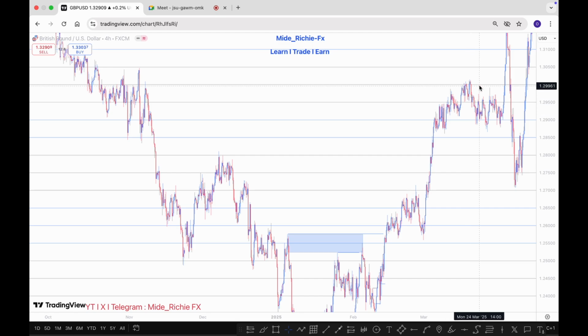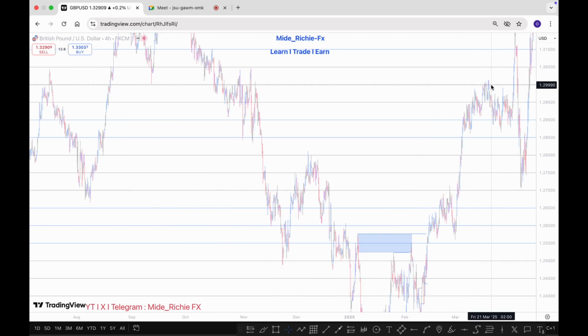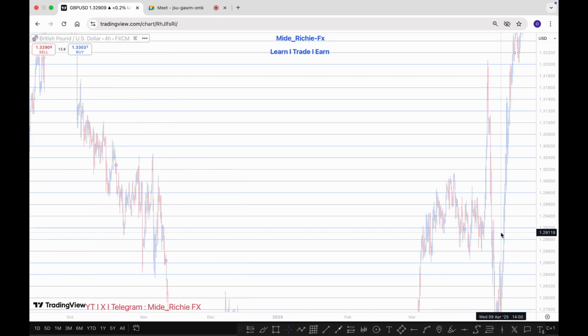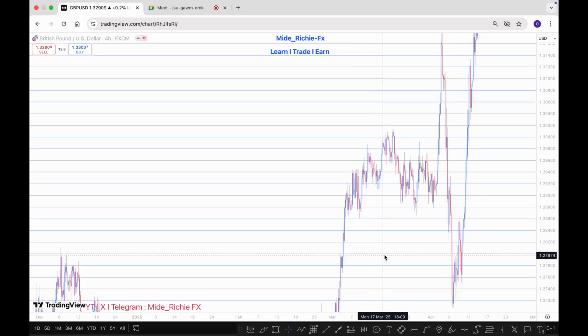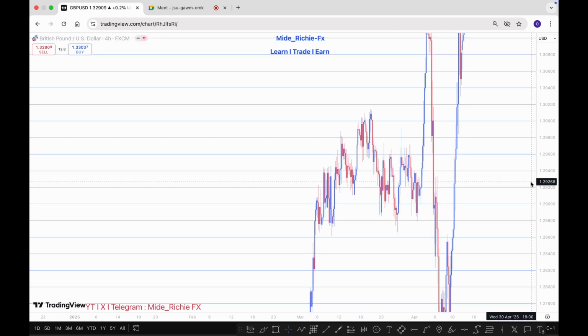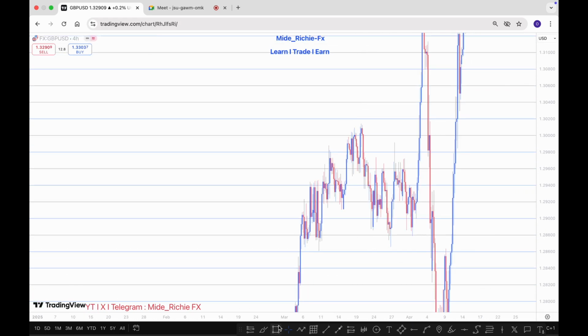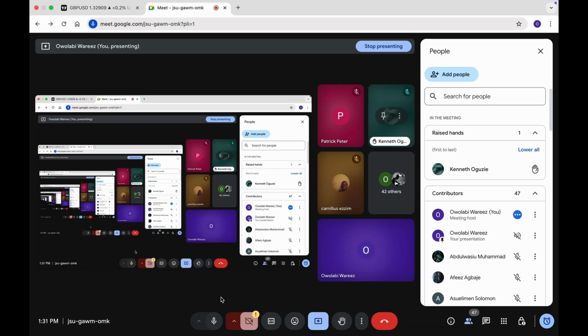Then we have this external pump to the upside, right? After that pump to the upside, we see the market creating a little range right here, which makes a lot of sense. But I was not really interested in this whole thing right here. I could have gotten a buy right here, but instead I got the buy on Euro USD, right?